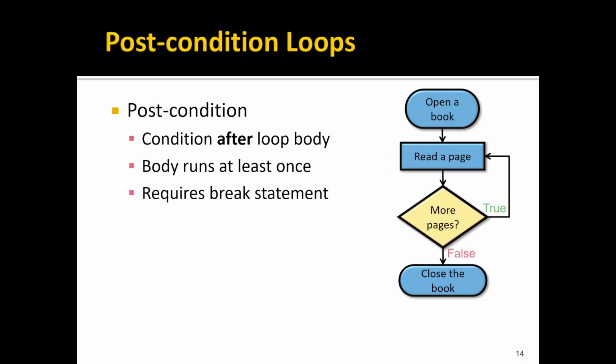A postcondition loop, on the other hand, reserves the condition for after the loop body. This means the loop body will always execute at least once. The body of the loop runs, and then we check to see if we should continue on a second or third time. In Python, this requires a break statement or a flag pattern in order to accomplish.